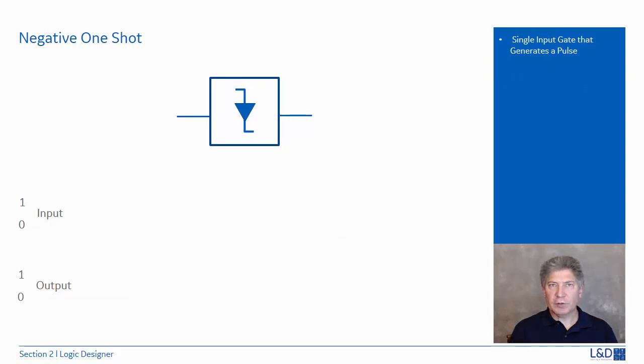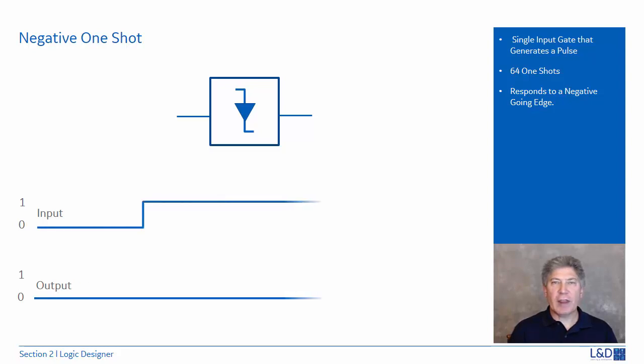A one-shot refers to a single input gate that generates a pulse in response to an edge on the input. The symbol here is a negative one-shot. There are a maximum of 64 one-shots. A negative one-shot responds to a negative going edge in the logic designer diagram. The graph shows the relationship between the input and output of a negative one-shot. On the negative transition of the input, a short duration pulse is generated on the output.